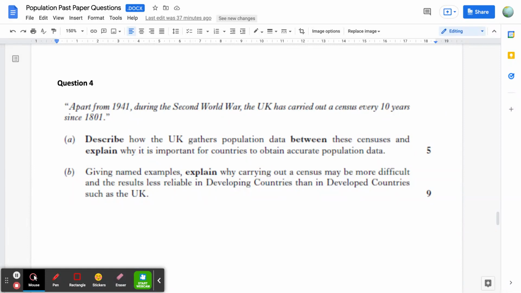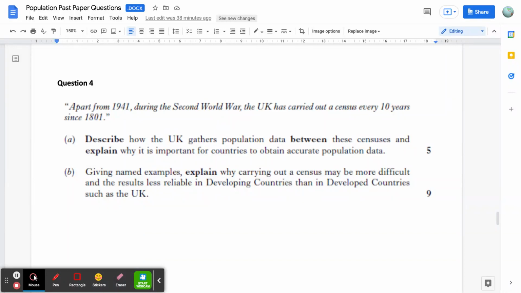Another issue is the fact that India has some very remote communities, especially in the Himalayas in the north. And accessing these remote communities is very difficult and very time consuming. And it's likely that people in these areas are not going to be effectively counted.